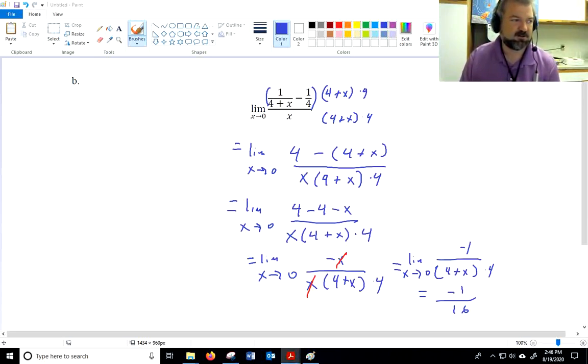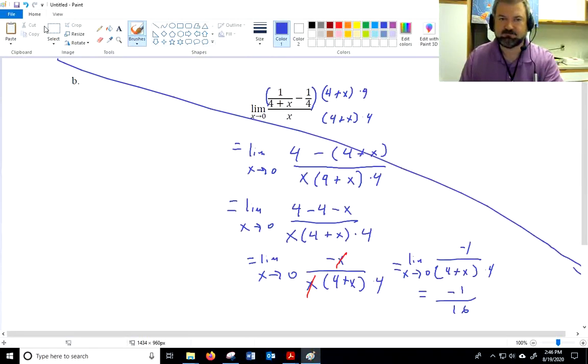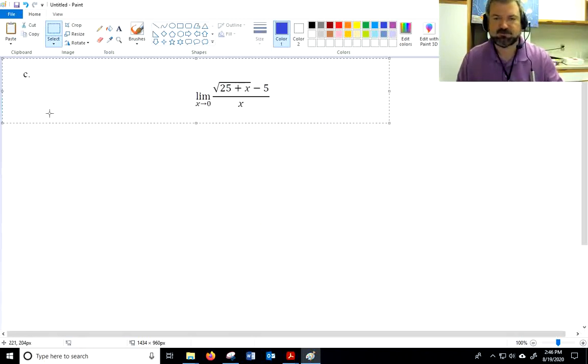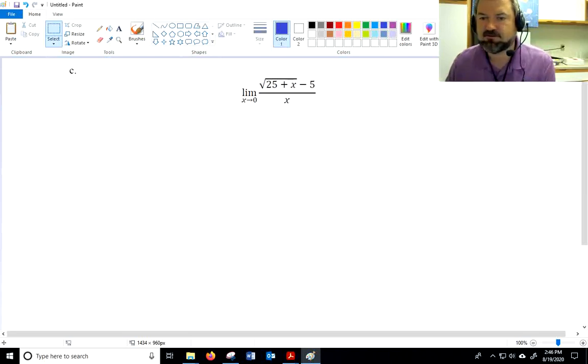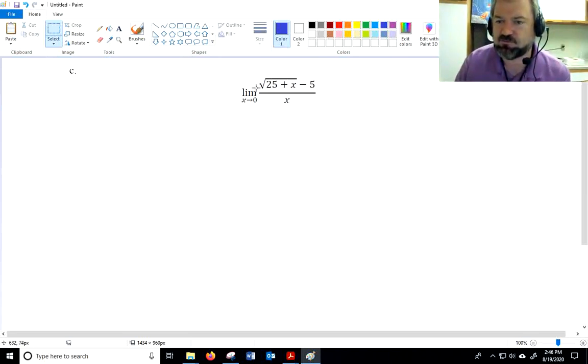All right, coming at you now, letter C. Alrighty, I am going to rationalize the numerator. So I'm going to multiply by the conjugate here, plus 5. And what I do on the top, I've got to do on the bottom.